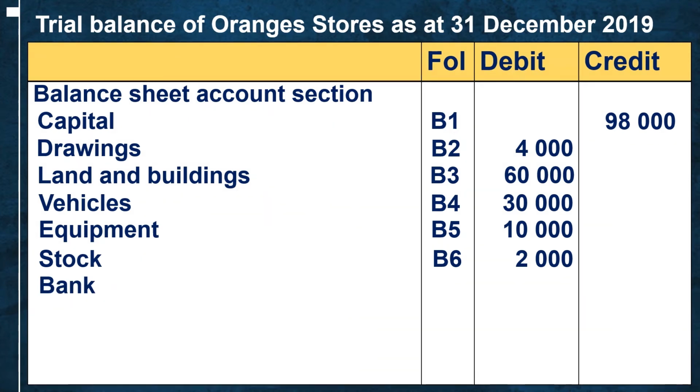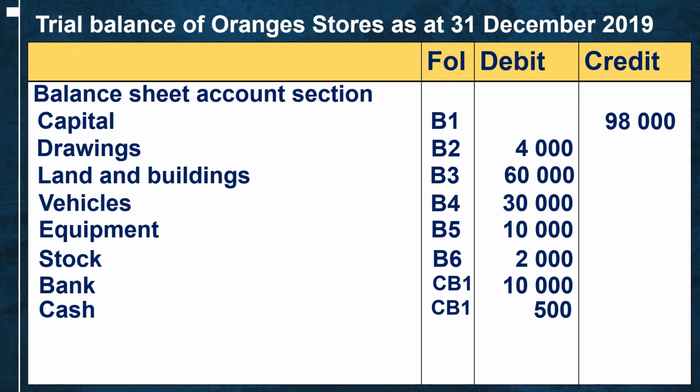We write bank in the first column, and in the folio column we write CB1, and then we record the amount of 10,000 Namibian dollars in the debit column because bank increases on the debit side. We write cash in the first column, and in the folio column we write CB1, and then we record the amount of 500 Namibian dollars in the debit column because cash increases on the debit side.